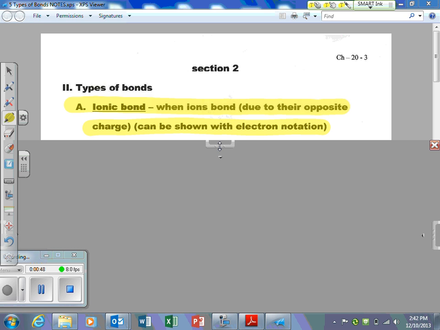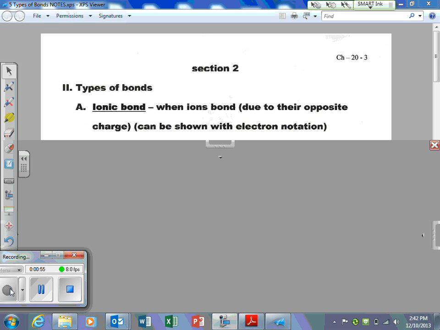It can be shown with electron notation. Okay, so have you ever heard of the term salt? S-A-L-T. You think sodium chloride, right? But anything that is an ionic bond is considered a salt. So salt is like a big term. There's thousands and thousands of different kinds of salts. And it's another term for elements combined through ionic bonds.